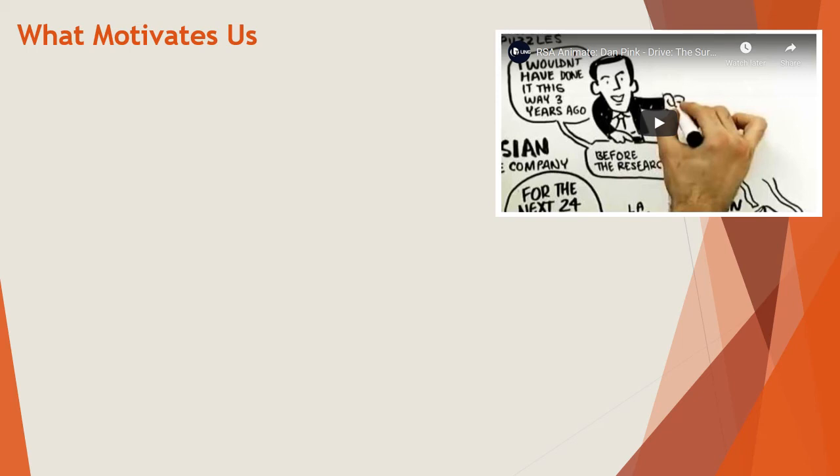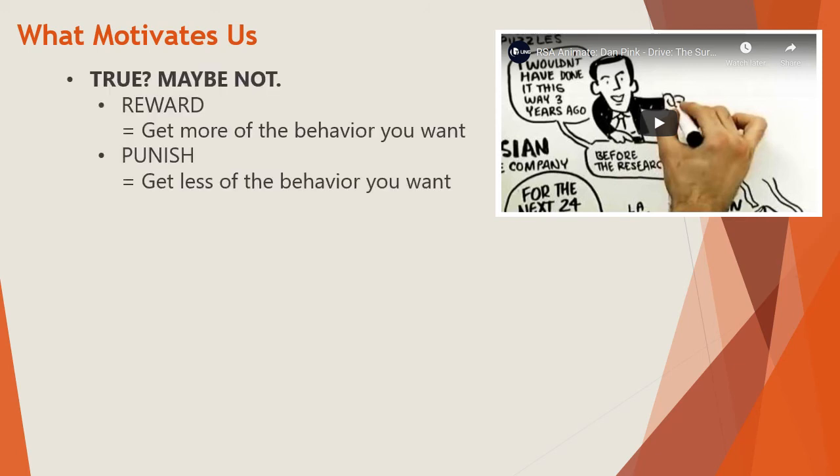Another fun video that we see here. This one moved a little bit fast and was a little bit distracting with the cartoon images. But he starts with this premise that most of us think that if we get a reward, we will get more of the behavior we want, or if we reward someone, they'll do more of what we want. And if we punish them, they'll stop doing it, if you're a boss or a parent, etc.